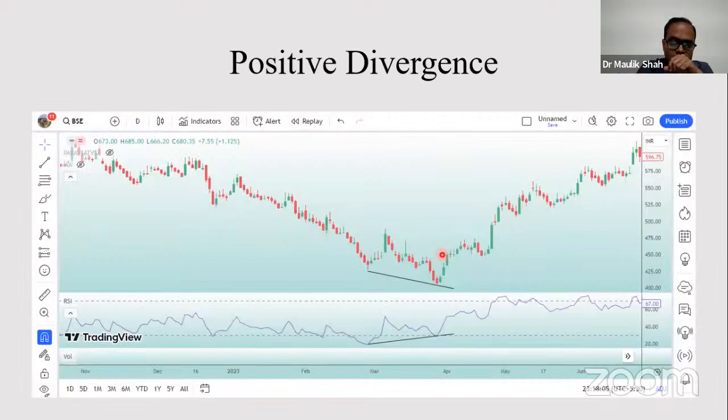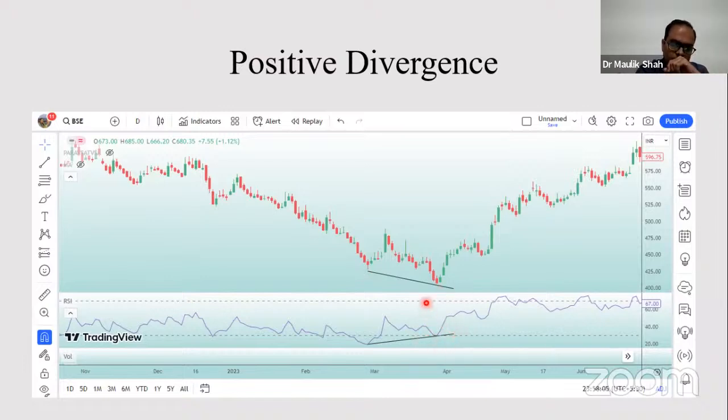This is something humongous, big. This is known as positive divergence, where the price is making a lower low. See here it was low, the price has made a lower low, but in RSI what has happened, it has made a higher low. When we are focusing on the upside movement for bullish divergence, we always draw the trend line on the lower side of the price.